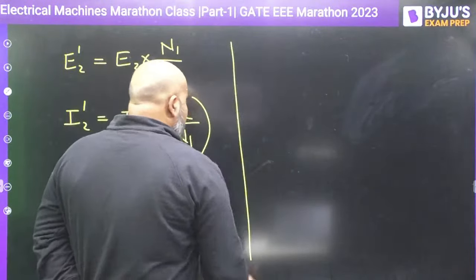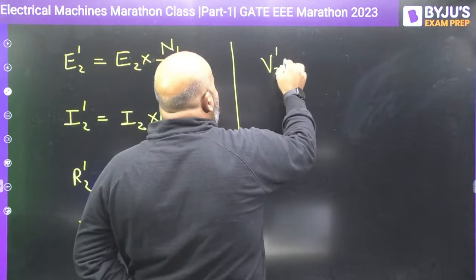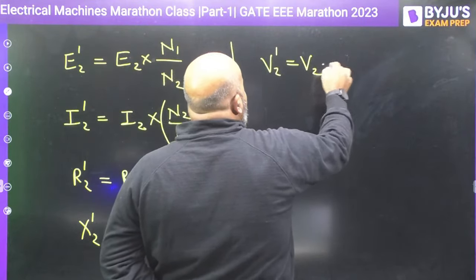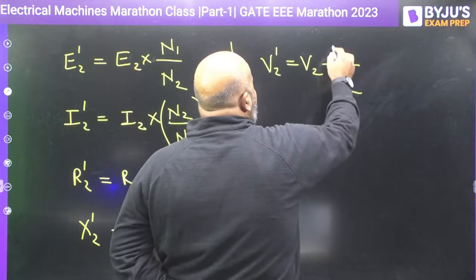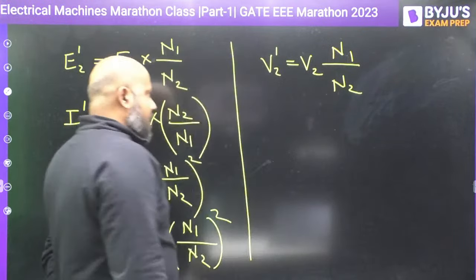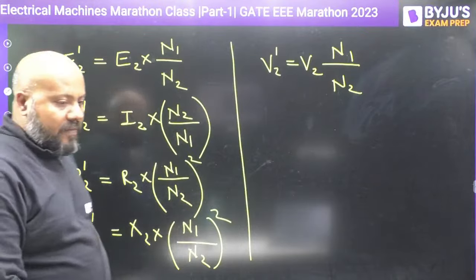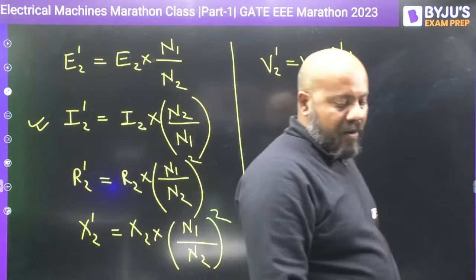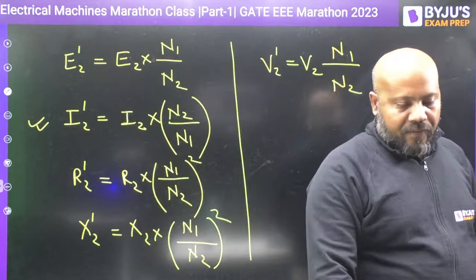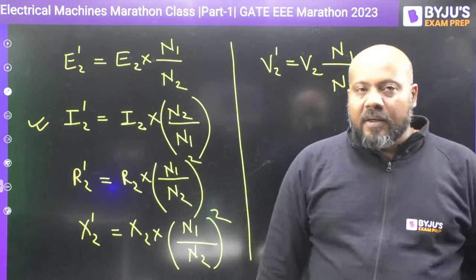How are you writing V2 dash? Write V2 from where you are coming, the secondary side, to where you are going, the primary side. The only thing you have to remember is for the current. Current is going to follow the reverse rule to what you are following for EMF. Is it clear, everybody?